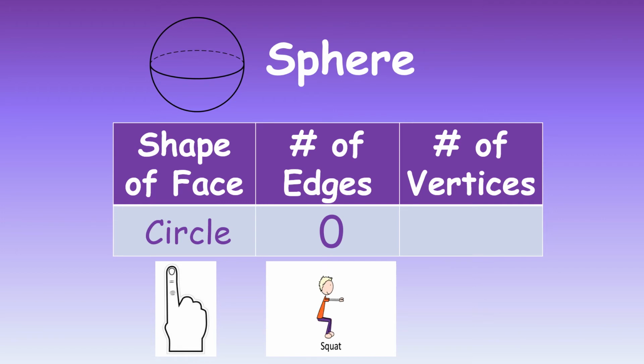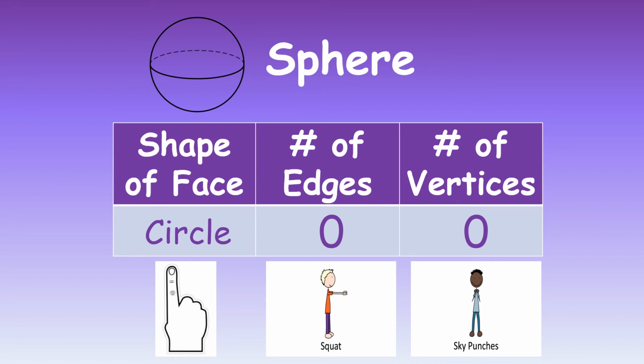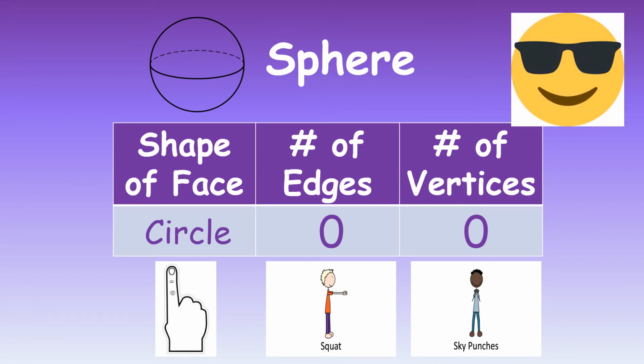What about the number of vertices on a sphere? Think about your answer and say it out loud. There are 0 vertices. There are no points on the sphere. So 0 sky punches. You get to take a break. Take a deep breath in and let it out. Next one.